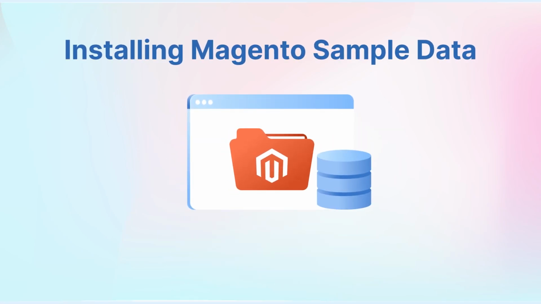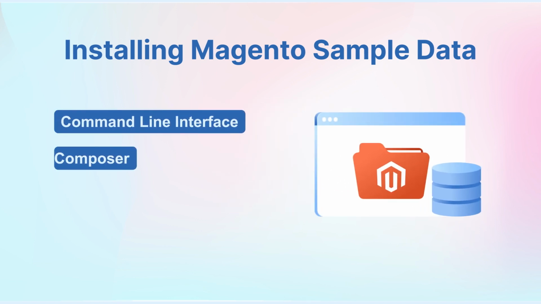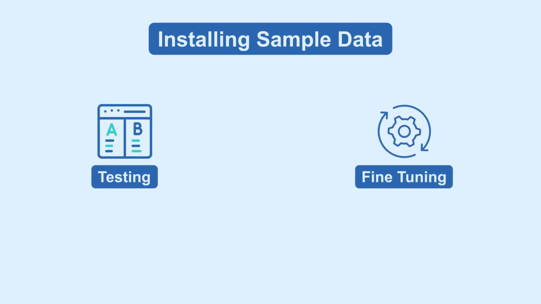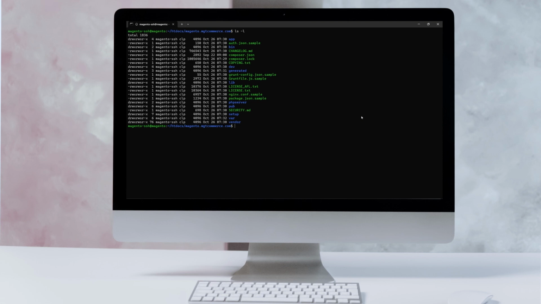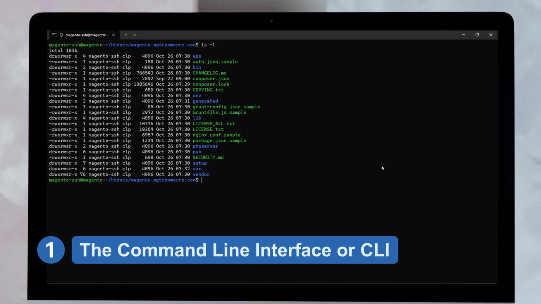Today, we're diving deep into installing Magento sample data using three different methods: command line interface, Composer, and GitHub. Installing sample data is needed for testing and fine-tuning your Magento setup. By the end of the video, you'll be ready to ace this task using various techniques. Let's jump right in! First up, the command line interface, or CLI.